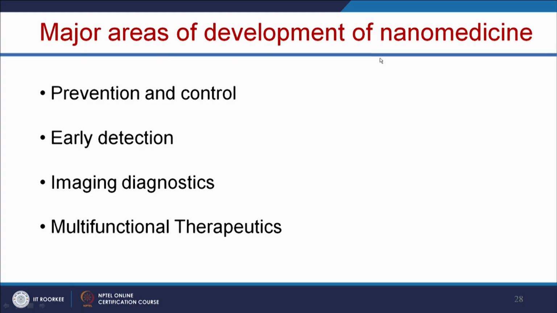And the major areas of development of nanomedicine are prevention and control. By using these nanomaterials we can detect any disease early, and we can also use them for various diagnostic applications. We can also make multifunctional nanomaterials which can do diagnostics as well as therapeutics simultaneously.